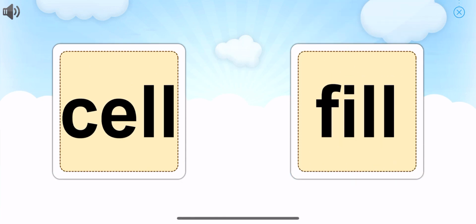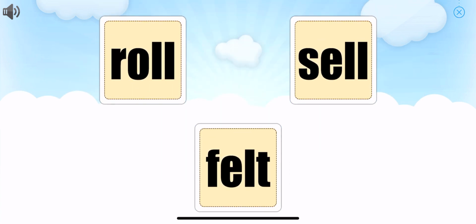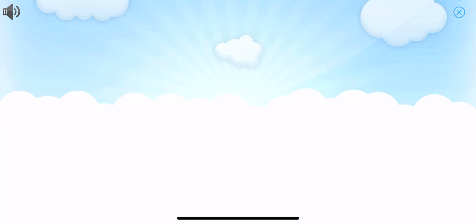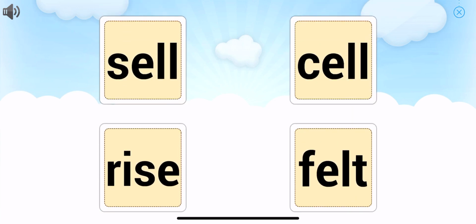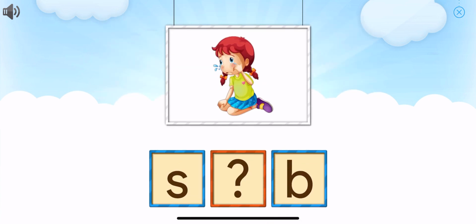Can you pick out? Cell. Fantastic! Which one is? Cell. You did it! Can you pick out? Rise. That is right! Tap on the picture to hear the word. Tap on the question mark to find the missing sound. Awesome!